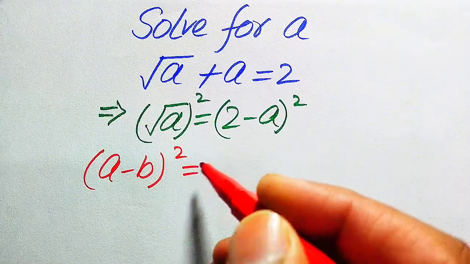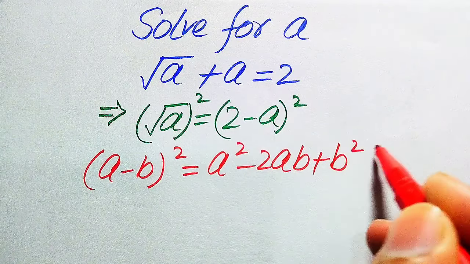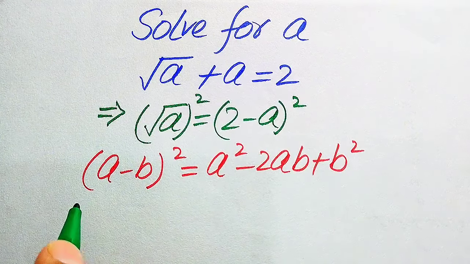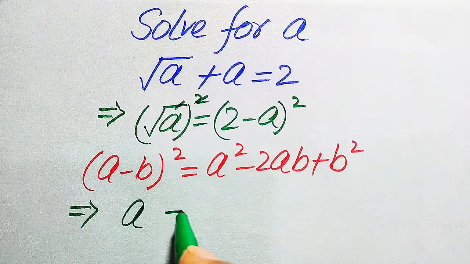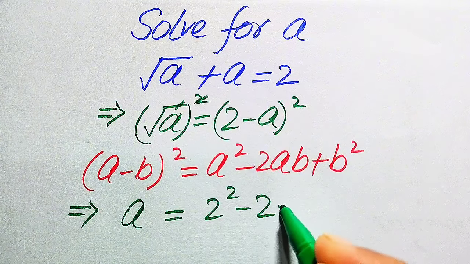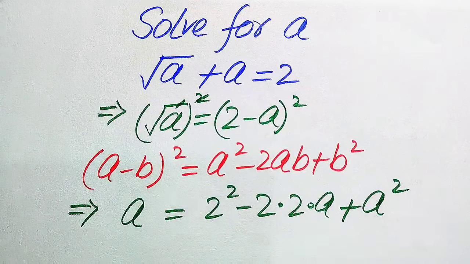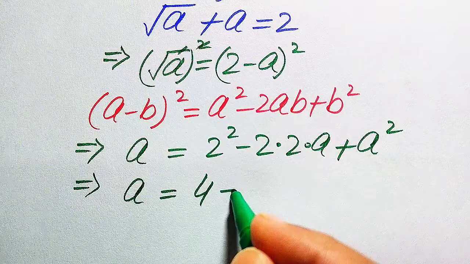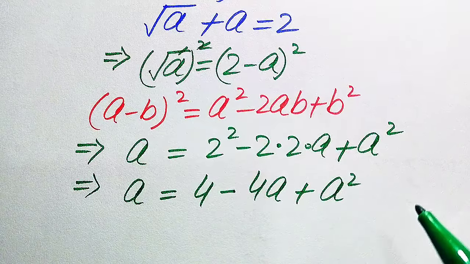If we have (a minus b) whole square is equal to a square minus 2ab plus b square. So according to this formula, we expand our right hand side in this form. But in the left hand side, you see these square and square root are cancelled out by each other, and we get a is equal to 2 square minus 2 times 2 into a plus a square. And further in the next step, a equals 2 square becomes 4, minus 2 times 2 becomes 4a, plus this is our a square.